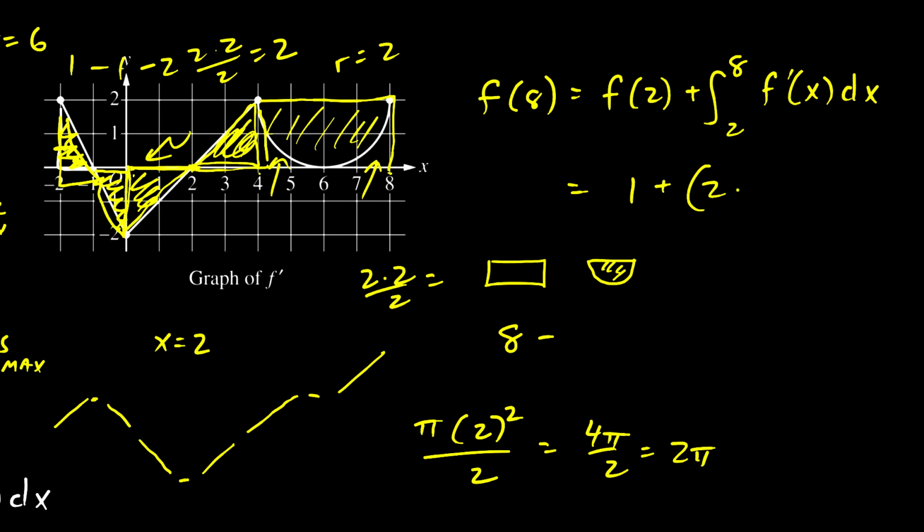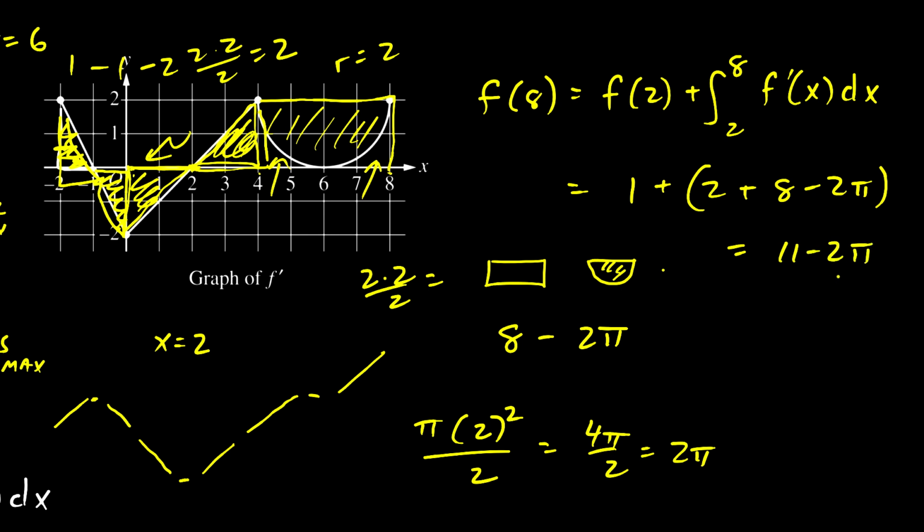So we end up with 8 minus 2 pi. And make sure I have that right. And we have plus, here we go, plus 8 minus 2 pi. And this brings us to 1 plus 2 plus 8 minus 2 pi. So we'd have 11 minus 2 pi.